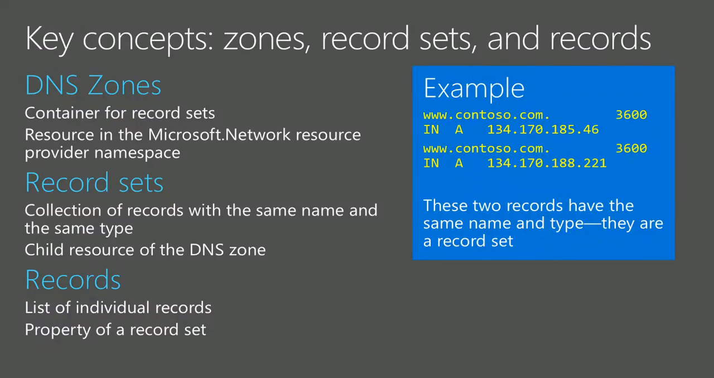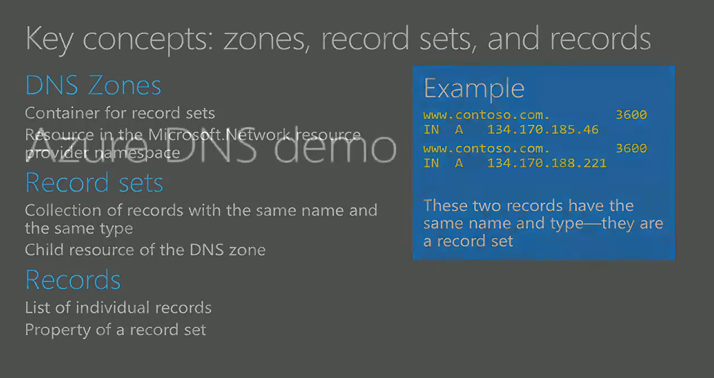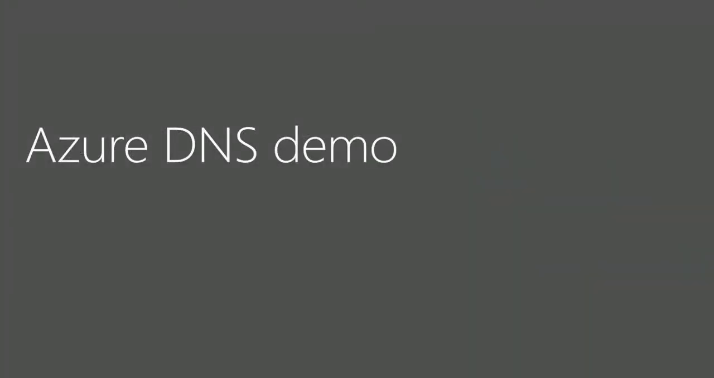The name is www. That's the record name within the zone, contoso.com. So that's a record set. And when you think about how we manage the DNS records in Azure DNS, we manage them as record sets. So you'll see me in the demo creating record sets and adding records to record sets, and that's why it's important that we understand that. Okay, so let's go to the demo.